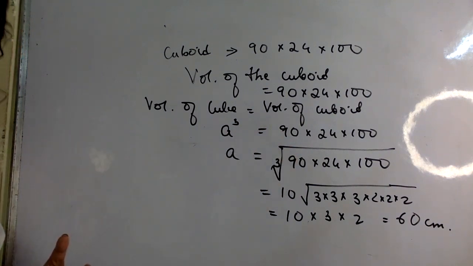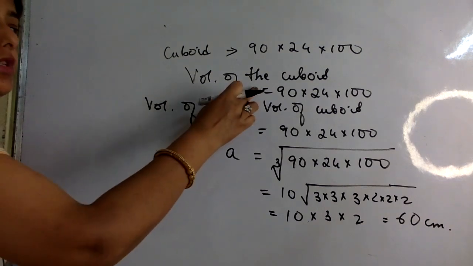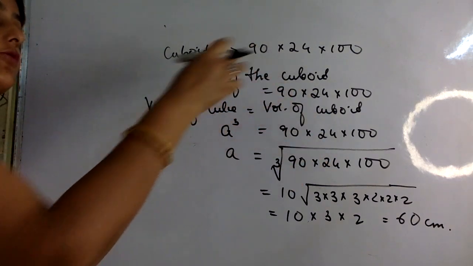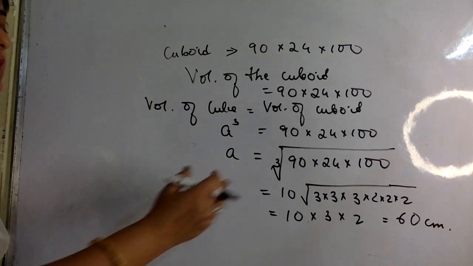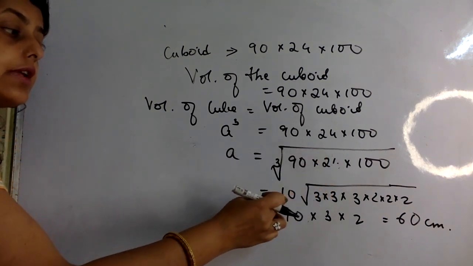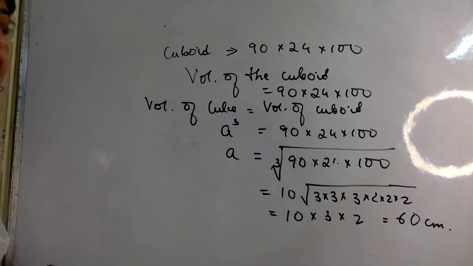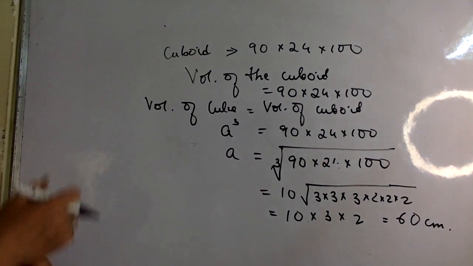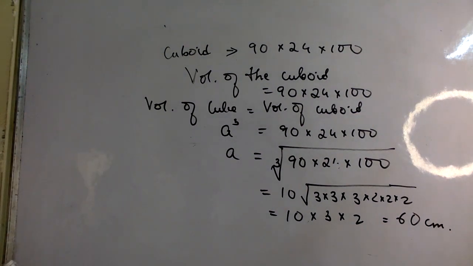What you have to understand here is that I haven't wasted time multiplying this and then finding the cube root of the big number. Rather, I have split this into factors and got the cube root. This is very important to finish your paper in time, to gain more speed in maths.